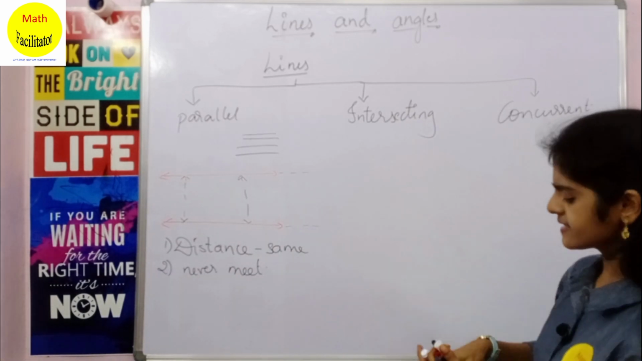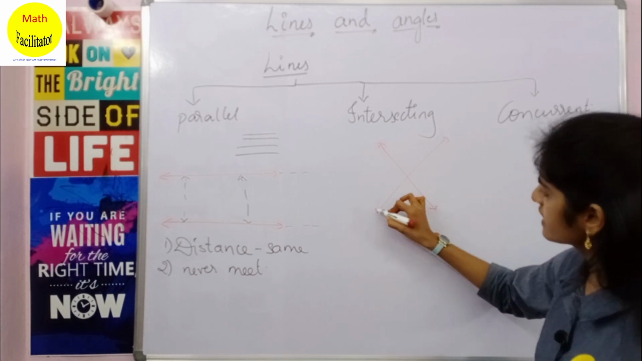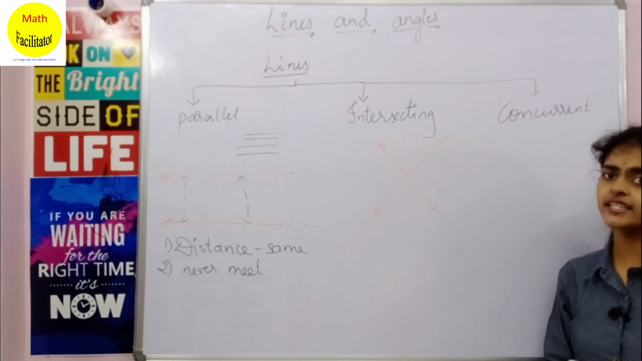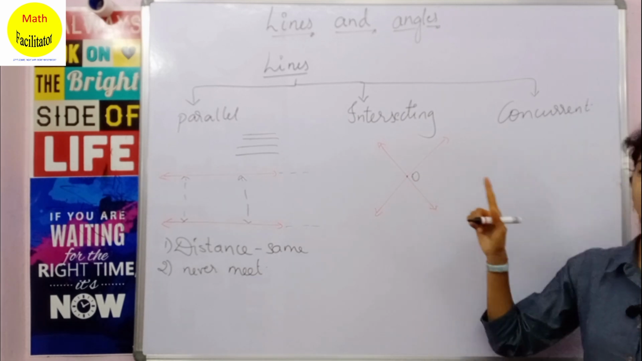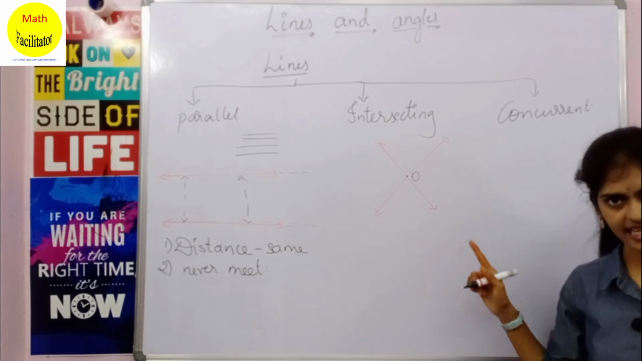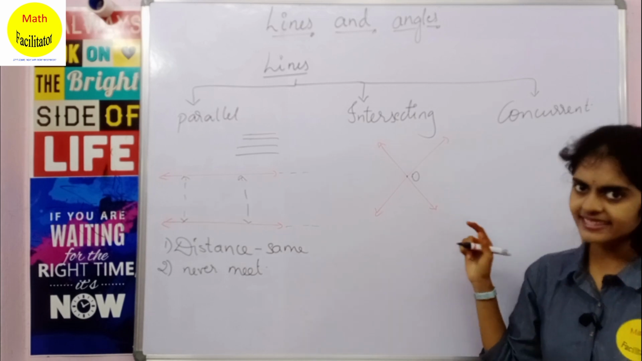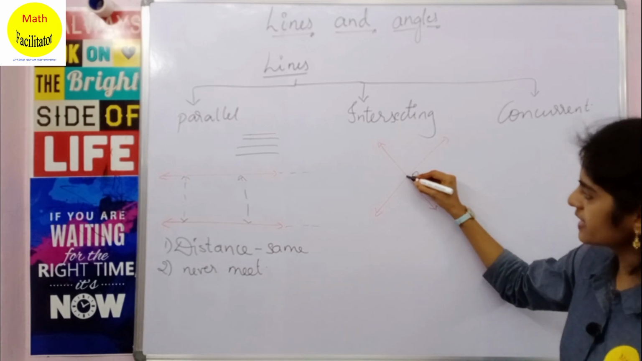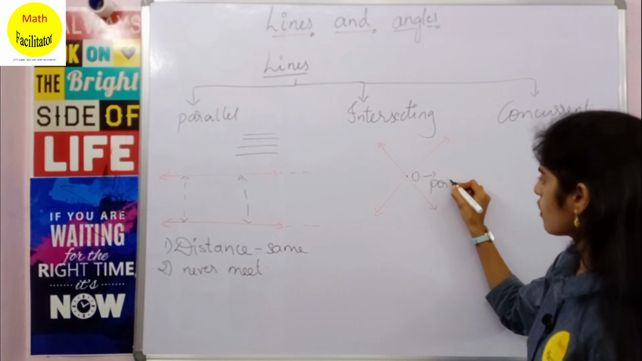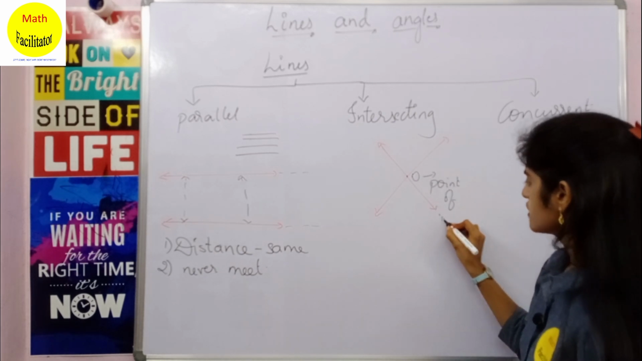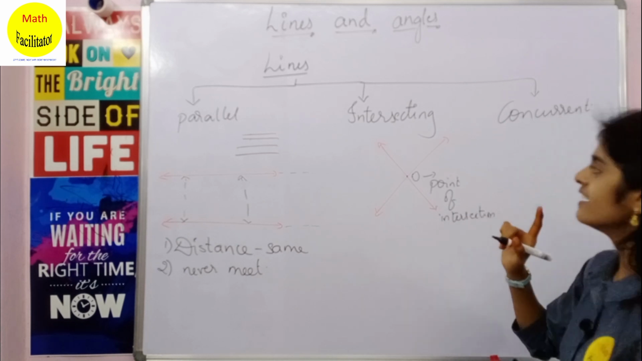If two lines are in this way, suppose this is one line and you have another line, now these two lines are meeting at a point. So this type of lines are called intersecting lines. When two lines meet at a point, these lines are called intersecting lines, and this point is called the point of intersection. Clear?